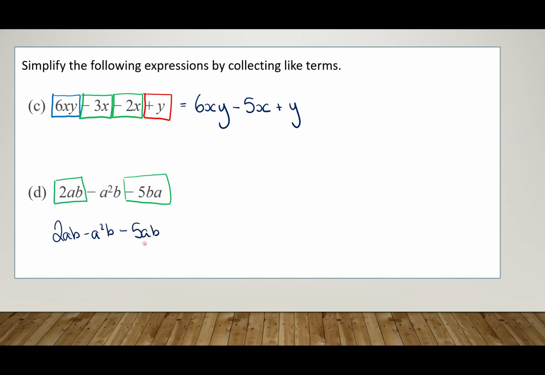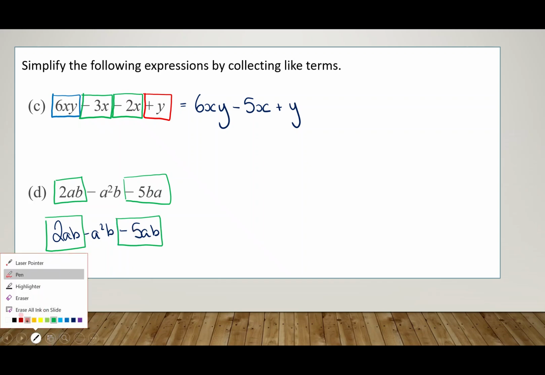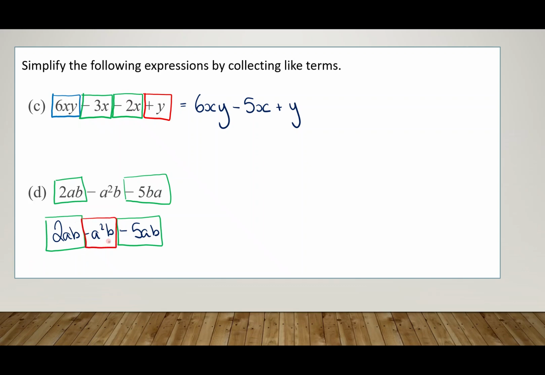Okay, so ba and ab are equivalent to each other. That means that they're the same. But when they're written in the same order, it makes it a little bit easier to spot that they are the same and these terms are like terms. So I'm going to circle those in green, and I'm going to have my a squared b as my second different type of term. This has got an a squared in it, so it's not the same as having ab, because it's a squared b.